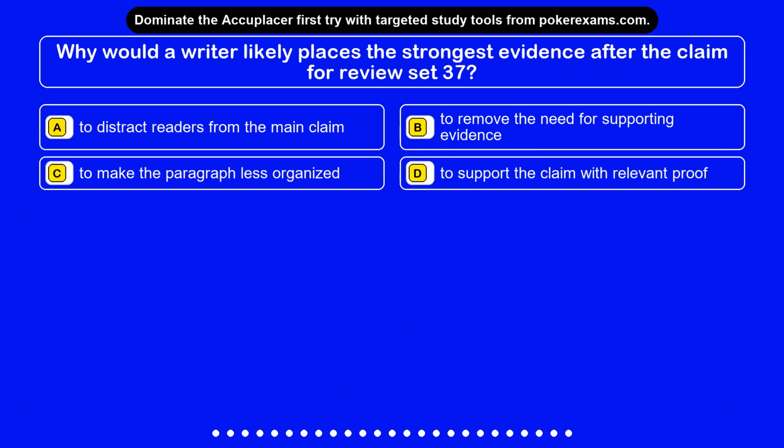Question 16. Why would a writer likely place the strongest evidence after the claim for review set 37? Option A, to distract readers from the main claim. Option B, to remove the need for supporting evidence. Option C, to make the paragraph less organized. Option D, to support the claim with relevant proof.